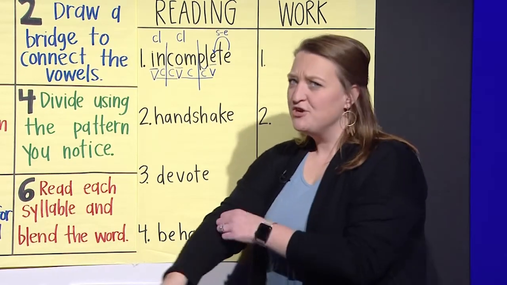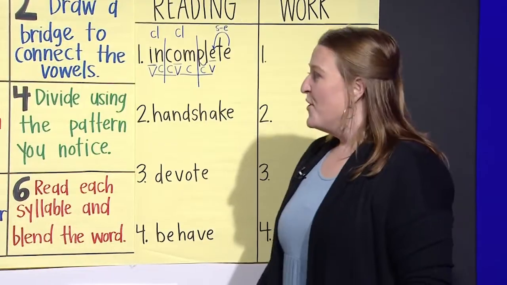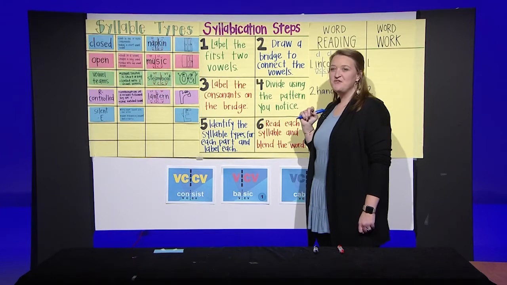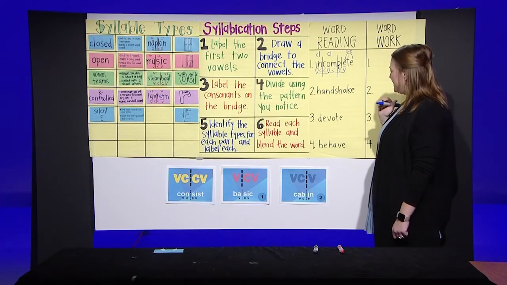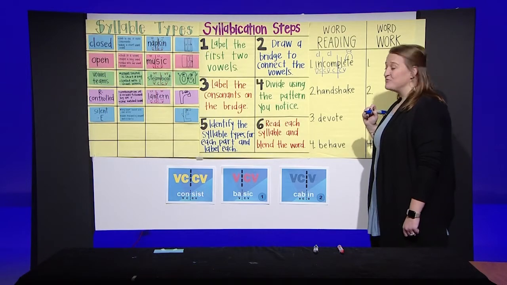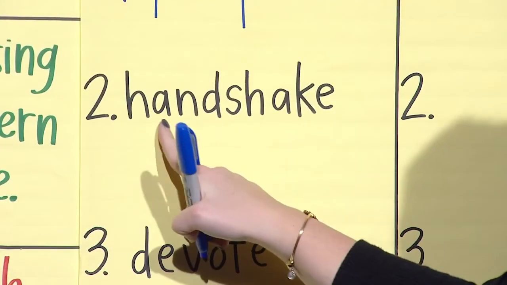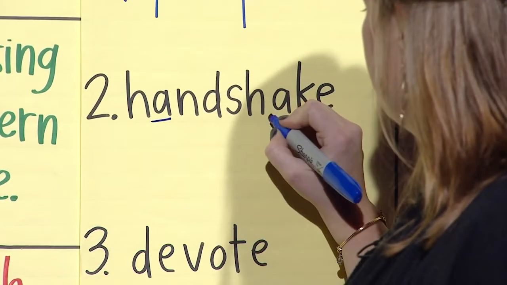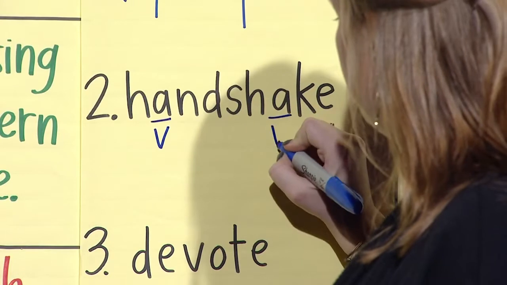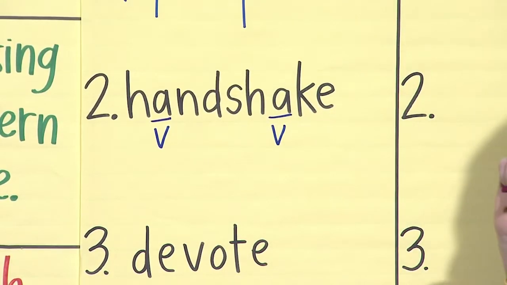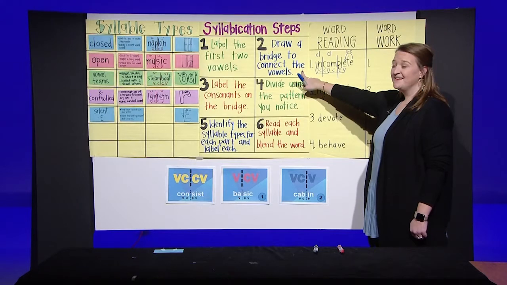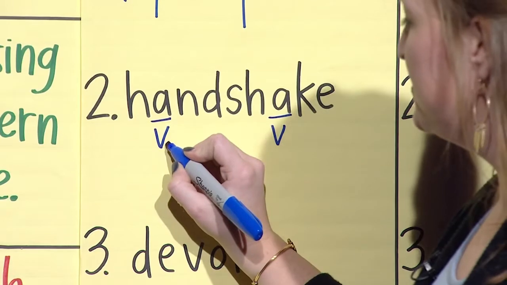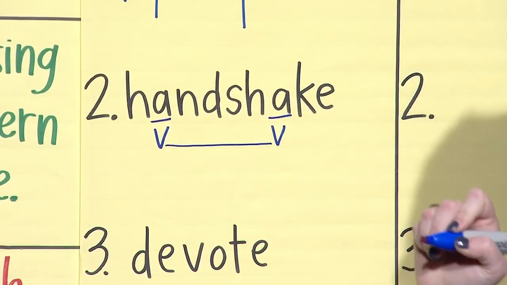All right, I want you to try this one out with me, okay? What is step 1? That's right, label the first 2 vowels. What 2 vowels do we see? That's right, the first 2 vowels we see are A and A. So underline those and put a V under them. Step 2. Draw a bridge to connect the vowels. That's right. So draw your bridge from your first A to your second A.